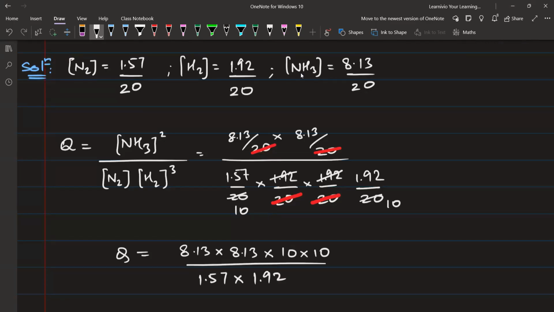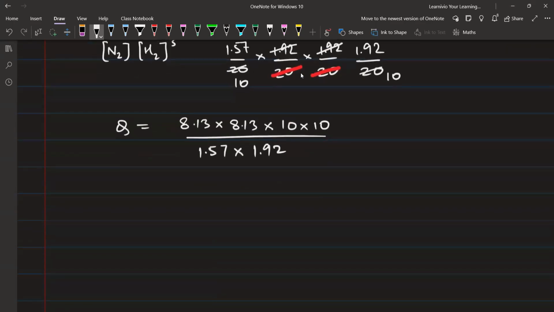Now I am again making some approximations. One approximation: I am taking 8.13 as approximately 8, this also as 8, and I have decreased the value of the numerator. I will decrease the value of the denominator also. So instead of 1.57 I will take 1.5, and instead of 1.92 we have taken 2. It is approximately 2 only. So it will be easier for us to solve now. 8 into 8 into 10 into 10 divided by 1.5 into 2.